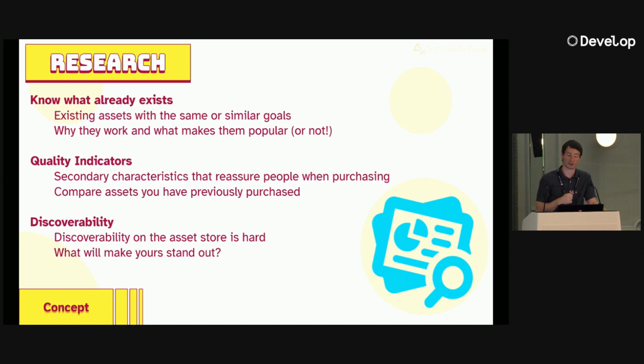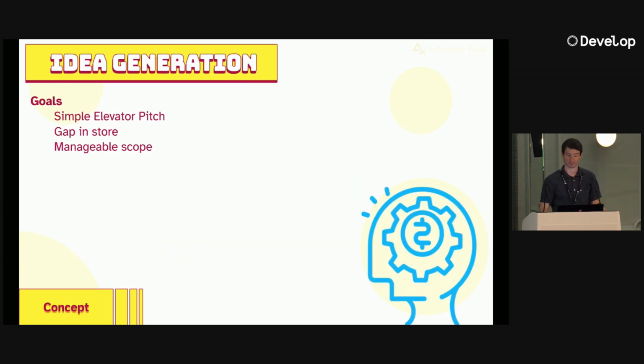Unlike every other asset store, or app store rather, discoverability is hard. You need to think about what's eye-catching and how your asset is going to stand out. So you're looking around at what you can turn into a viable asset. What should you be looking for? For us, we found that successful assets have a simple concept that can be explained in a very short paragraph, the elevator pitch.